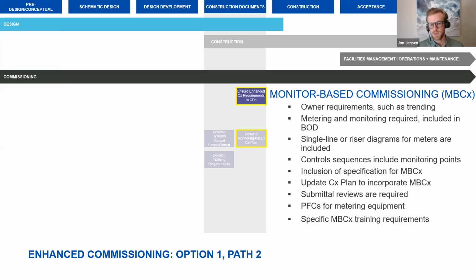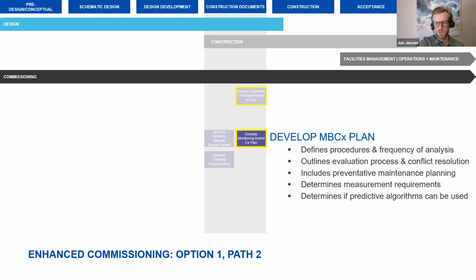So the biggest thing that you're picking up here with option 1, path 2 is monitoring based commissioning. This is utilizing everything that is there as far as the control system or an analytics platform to make sure that systems are operating correctly through the life of the building. So here we develop a monitoring based commissioning plan that identifies those goals and some of the benchmarks that we're trying to meet, and also includes some preventative maintenance planning and things like that.